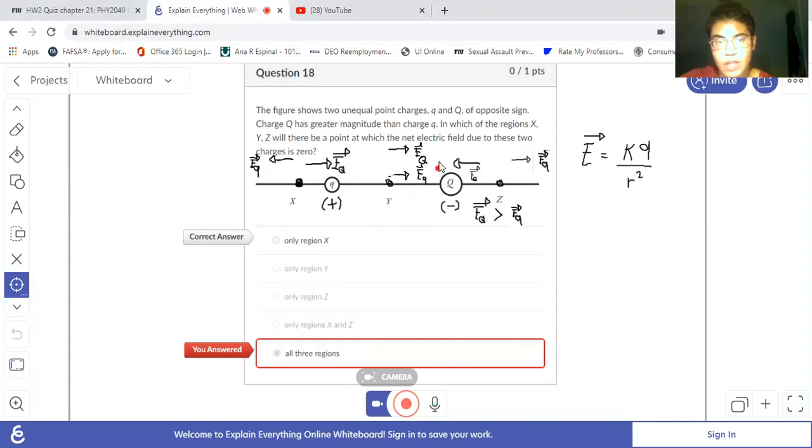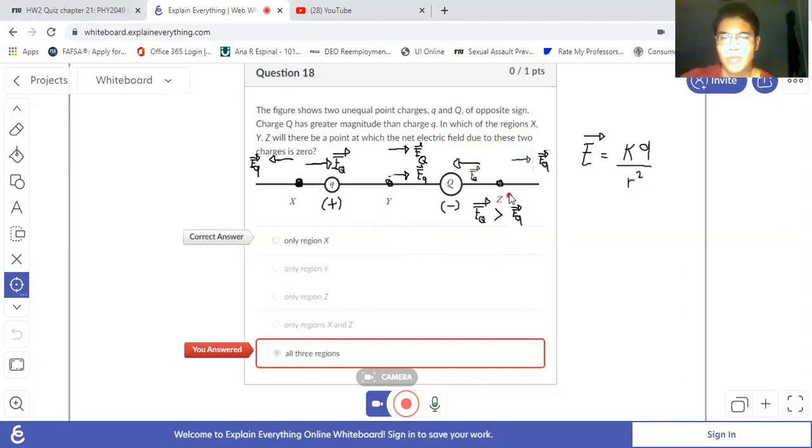If the electric field from the left is positive, it's going to be going away to the right. And the electric field from the right, which is negative, is also going to be going to the right. Both of these electric fields are going to the right. And in order for the net electric field to be zero, we would need one to be to the left, but that is not the case in Y. In Y, there is no net zero electric field because of the directions of the electric field. We don't even have to worry about Y.